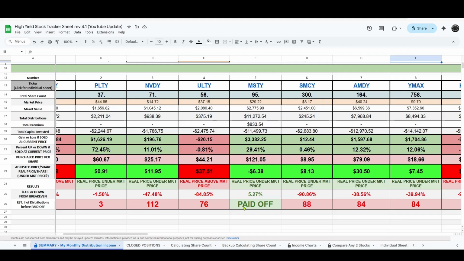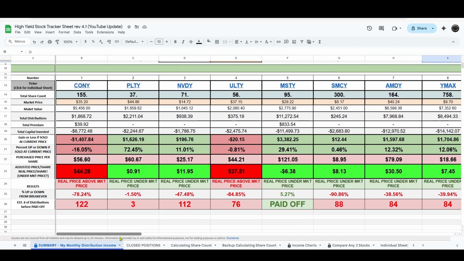And of course, if they become paid off, then all the distributions from that point on is free and clear. And that's my goal for these high yield ETFs. Now, it does take time. It is not a quick thing, but it is my plan.